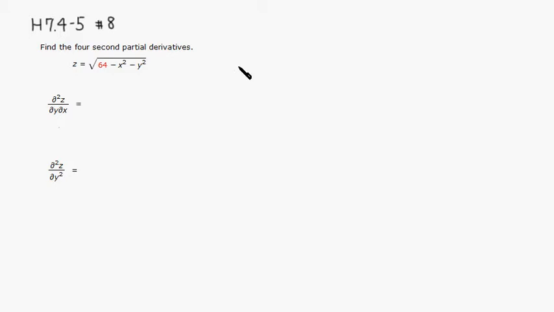So let's do that. So first, I'm going to rewrite this guy as, right, I don't like square root. So 64 minus x squared minus y squared raised to the 1/2 power, because square root is equivalent to 1/2 power. Alright, then let's take the partial derivative, maybe here. So partial derivative of this function z with respect to y.